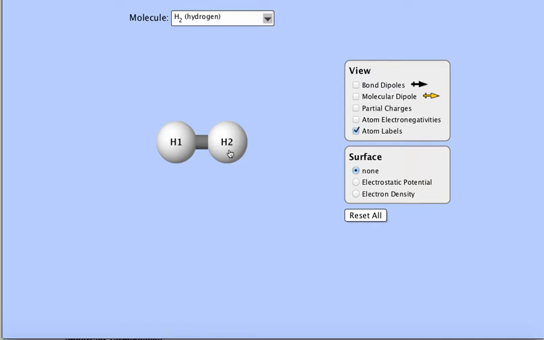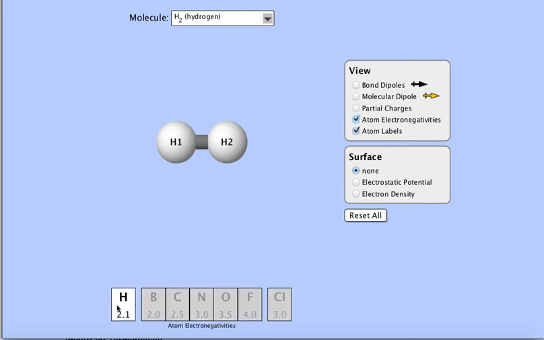So let's look at a couple examples. Here's hydrogen. Now hydrogen, if we show their electronegativities, both of them are 2.1, so we would predict that this bond is perfectly covalent, because they don't pull any harder on each other's electrons than the other hydrogen does. Okay, so a purely covalent bond.